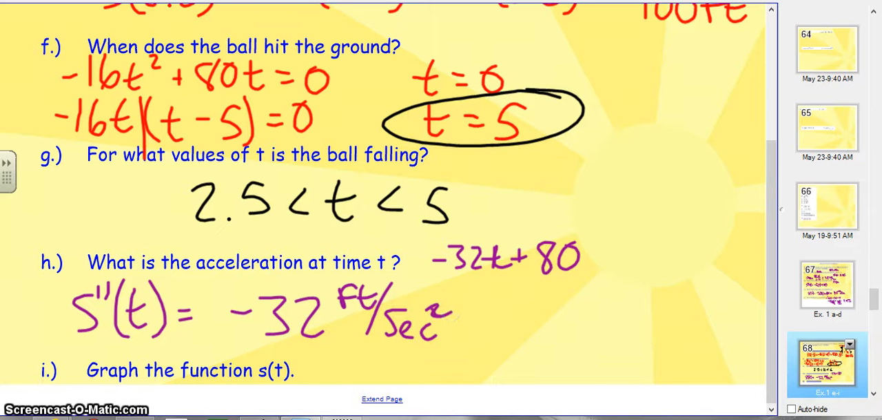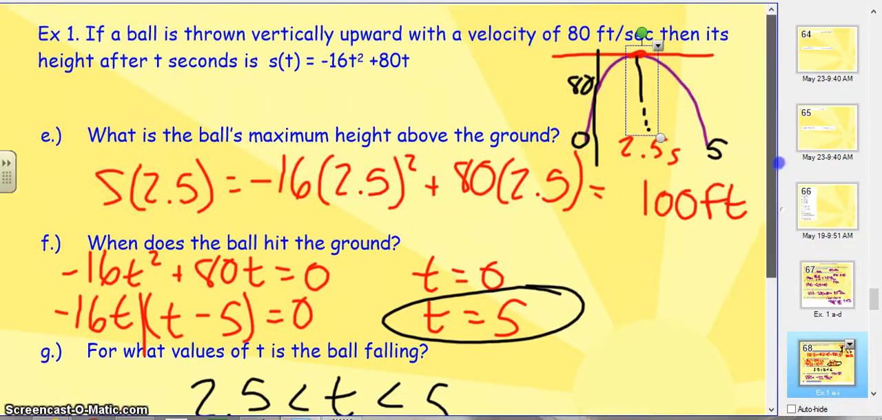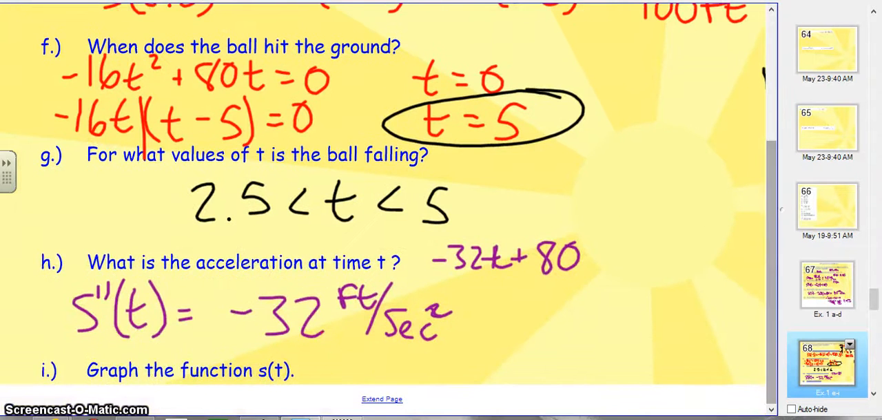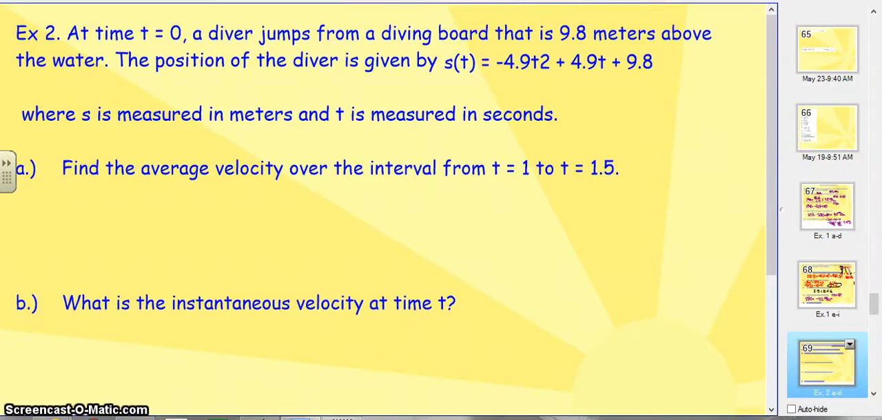Okay? And then it says to graph the function, which I kind of did up here. That would be the sketch of my graph, and that would be 100 feet. Okay? So I'm going to have you guys try example 2. Take a look at example 2. You're going to try that example, and then we will go over it in class.